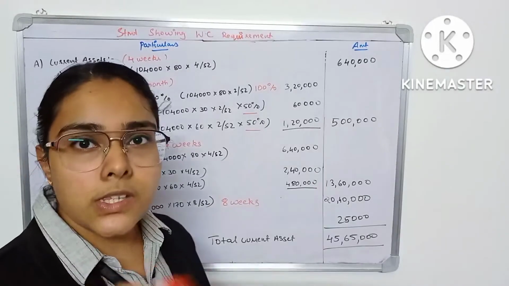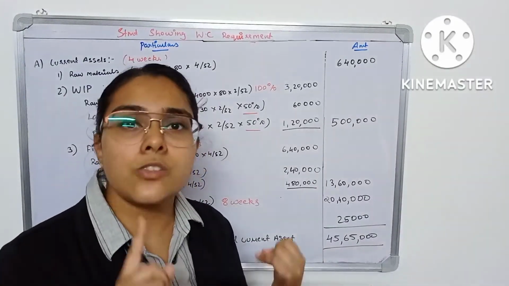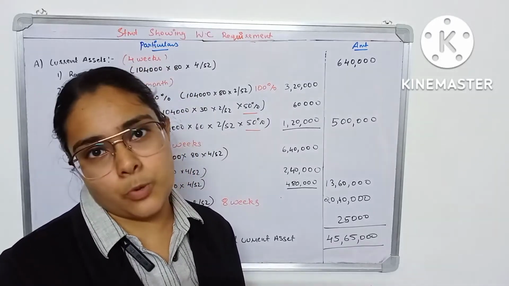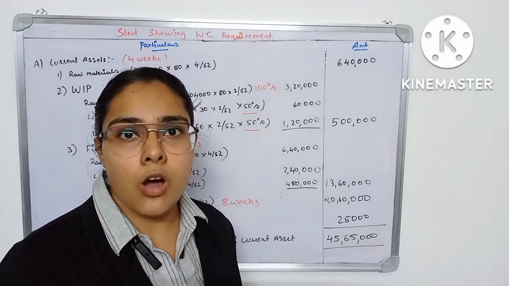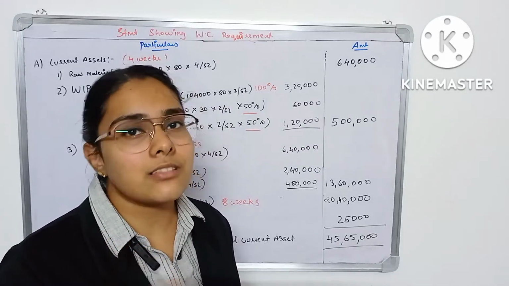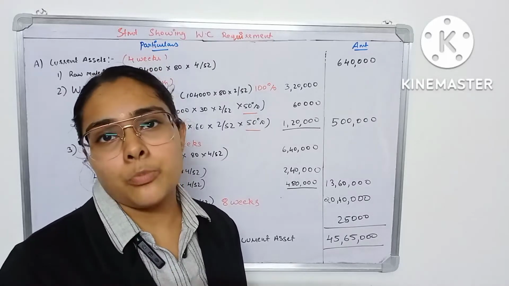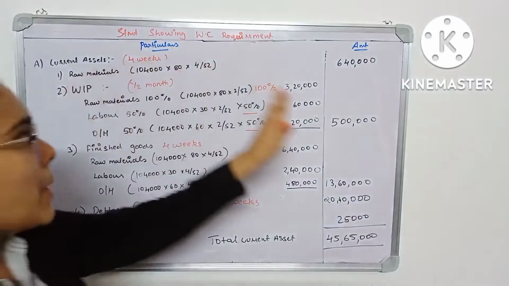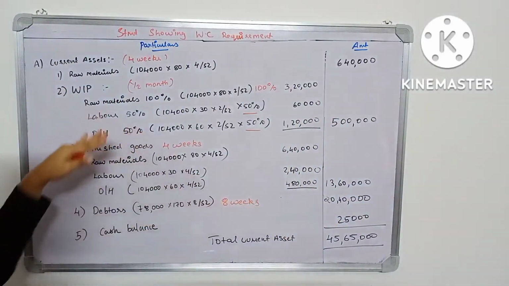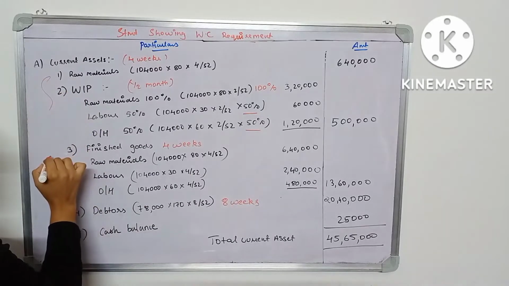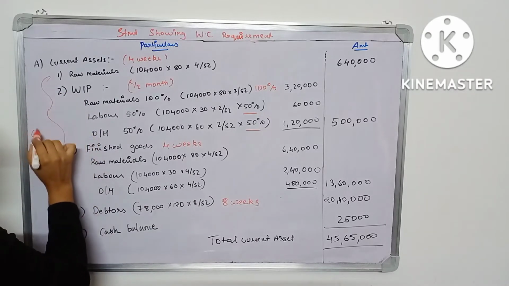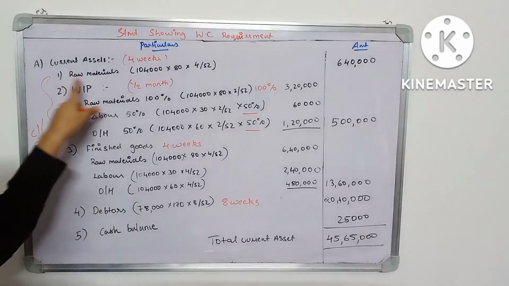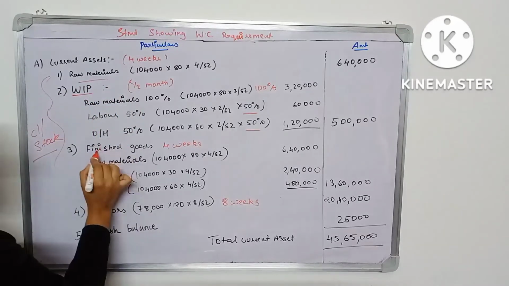When you're considering closing stock, you have 3 components in it. One is raw materials, then the next one is finished goods, then the third one is work in progress. So when you're considering closing stock, you have to consider all these 3 components, which is raw materials, work in progress and finished goods. All right, so the raw materials part is over. Now the next one is work in progress. So these 3 things constitute closing stock in current assets: raw materials, work in progress and finished goods.